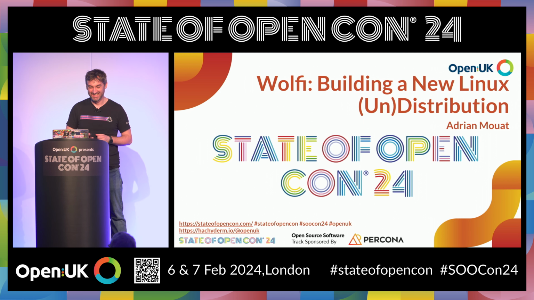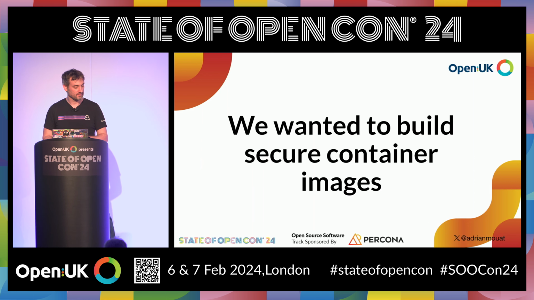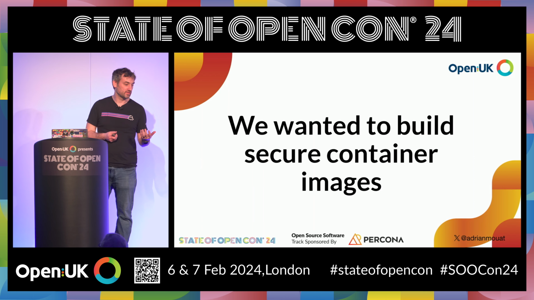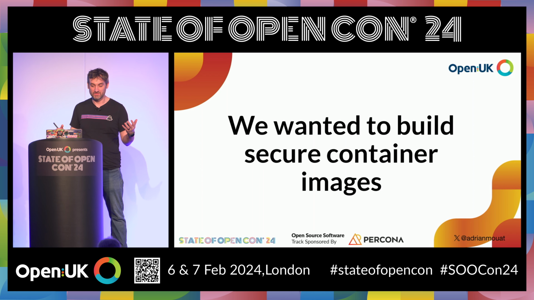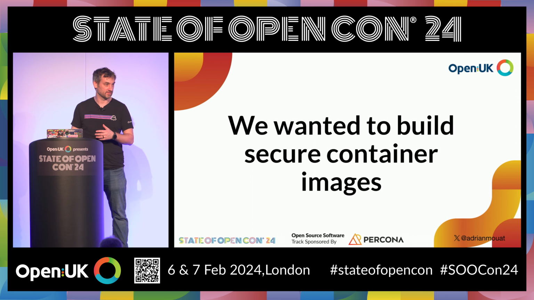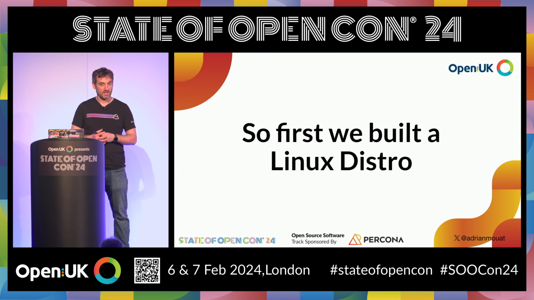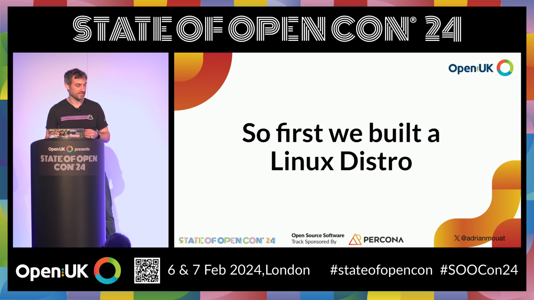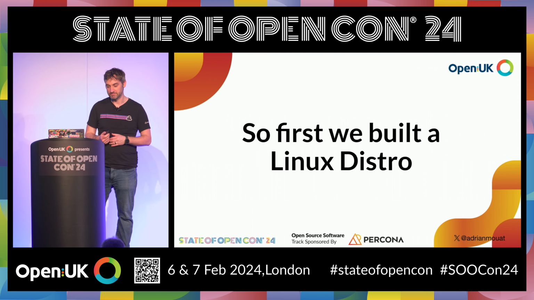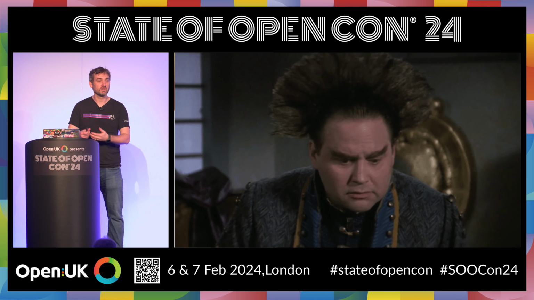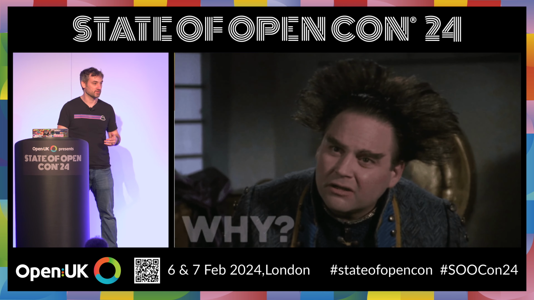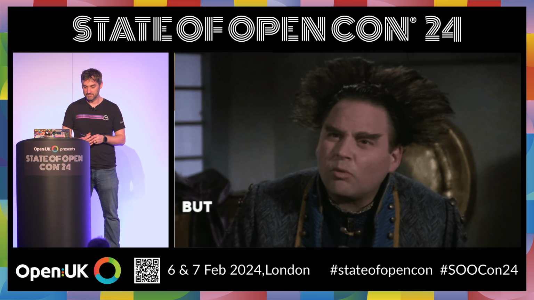And I'm going to be talking about Wolfi, which is our Linux distribution, why we built it, and how we built it. So at ChainGuard, we wanted to build secure container images, as in container images with very few known vulnerabilities in them. So we first built a Linux distro, as you do. And the obvious question is why? Why on earth do you want a Linux distribution if all you want to do is create secure containers?